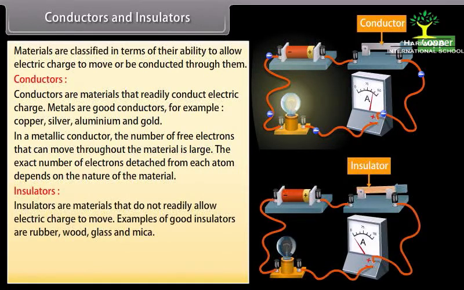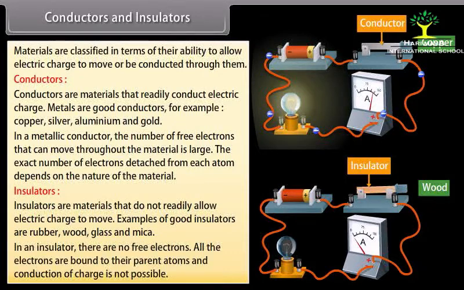Insulators are materials that do not readily allow electric charge to move. Examples of good insulators are rubber, wood, glass, and mica. In an insulator, there are no free electrons. All the electrons are bound to their parent atoms and conduction of charge is not possible.